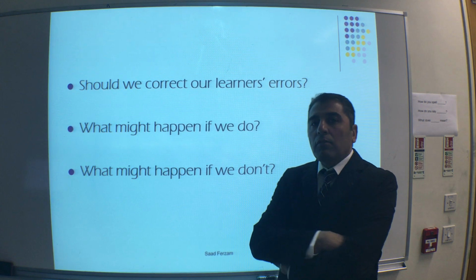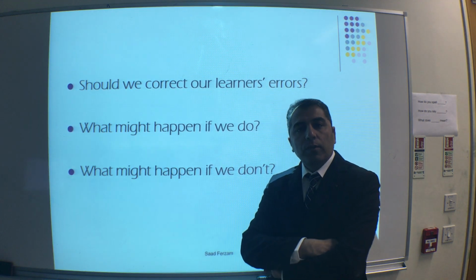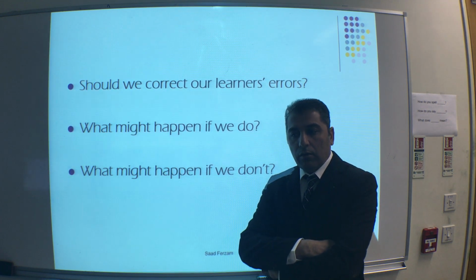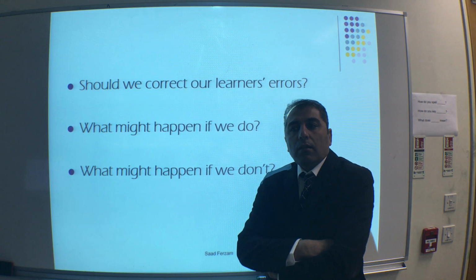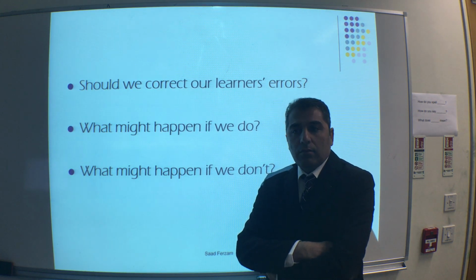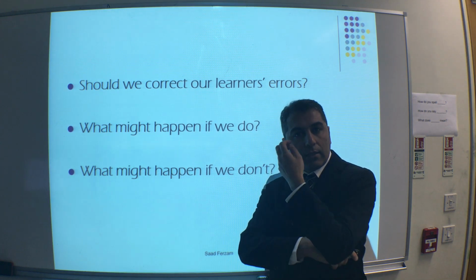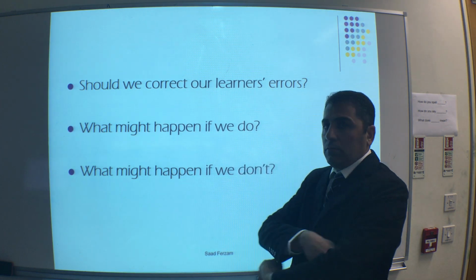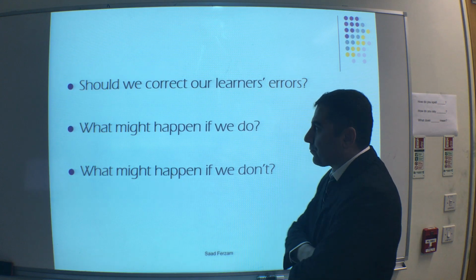What happens if we don't correct them? Sometimes when we don't correct an error, then the student might think what they said was correct. So they might continue doing the same error again and again, and then it gets fossilized. So, what should we do?